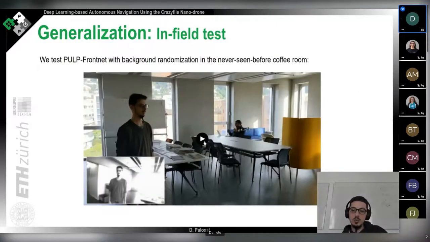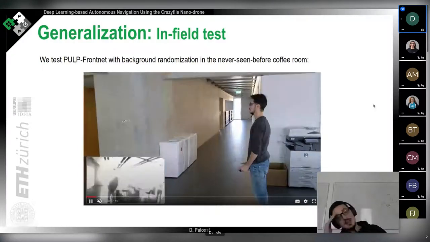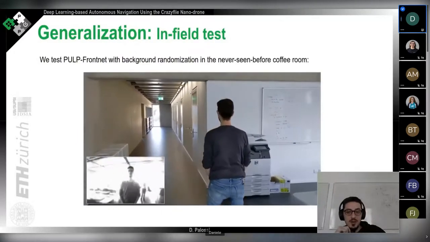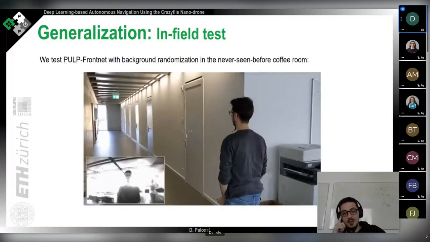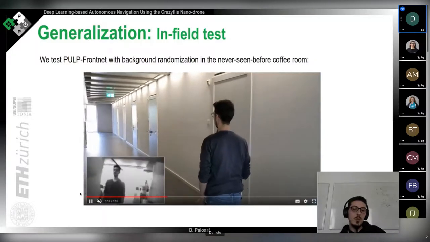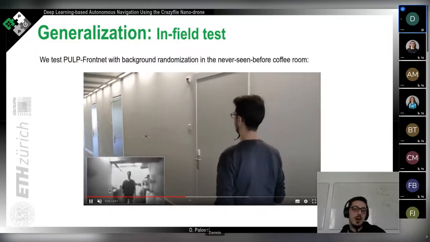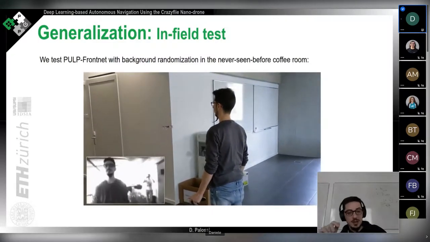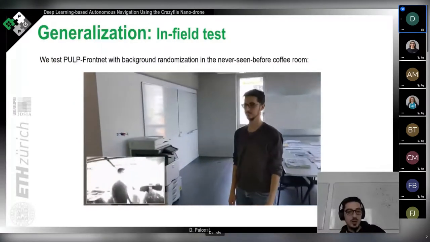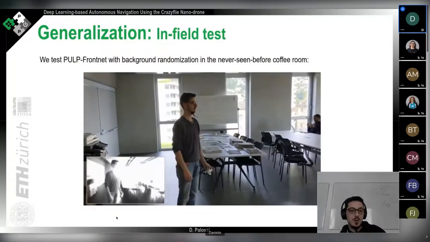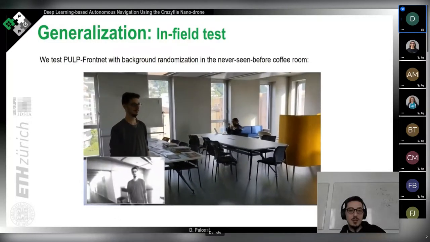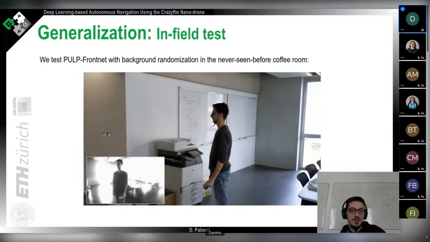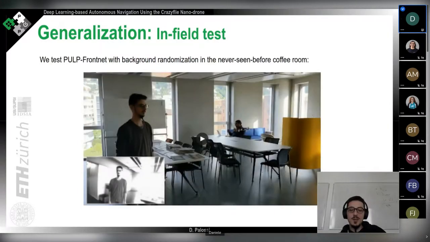Last video, and then I conclude my talk. We tested this network, the background randomization version, in our coffee corner, our coffee room, really something that is very different from the training images. Also, if you see the onboard image down here, you have a lot of brightness behind, a lot of saturation because of the natural light that is not present in any of the images used during training. You can also see that other people were present in the background without compromising the behavior of the drone. The texture, the furniture, everything is different from the training part. And with this I conclude.